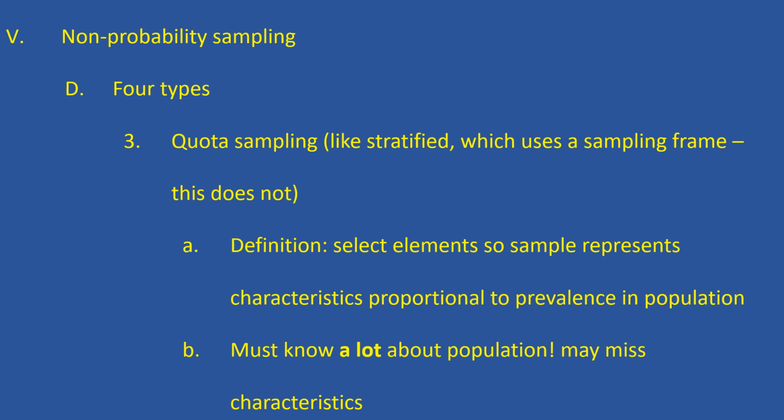If you know it's 5% X and 20% Y, well then 5% of your sample needs to be X and 20% of your sample needs to be Y. And once you've done that, okay, you move on to the other categories in the population. You just get each and then move on. And again, the problem is you might miss characteristics of the population. If you don't know everything about the population, you might make a mistake.